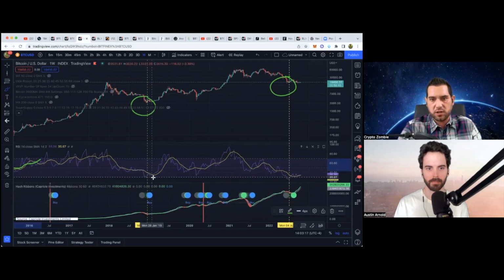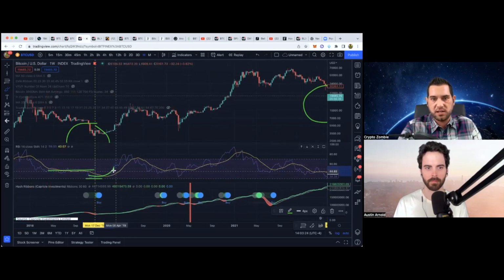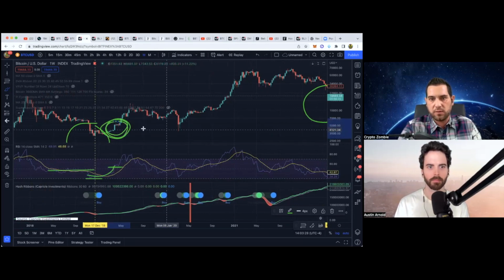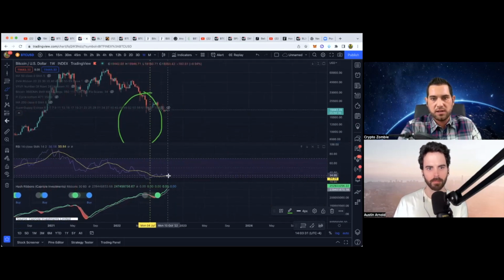Same thing right here. See how we're touching the bottom? We fall below 40, and we spring back above as soon as we get to 45. In fact, look at how crazy this is. We came above 45 right here, massive green candle. See that green candle that we had right there? And then coming back over here, same thing.